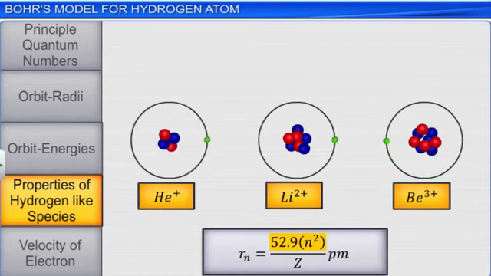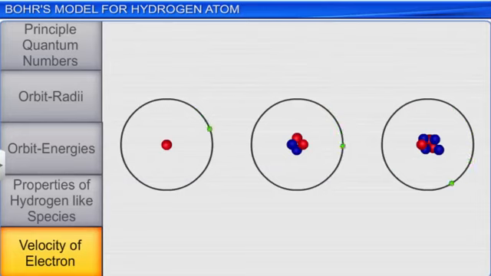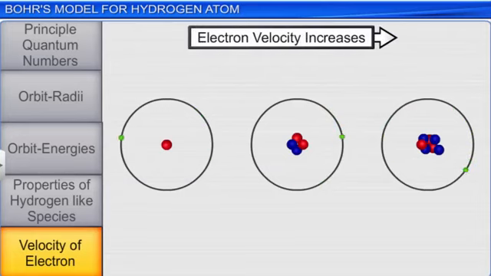From the orbit energies and radii equations of hydrogen-like ions, it can be deduced that with increase in Z, the value of energy becomes more negative and the radius becomes smaller. Bohr's theory also states that the magnitude of velocity of the electron increases with increase of positive charge on the nucleus, that is, increase of atomic number, and decreases with increase of principal quantum number.